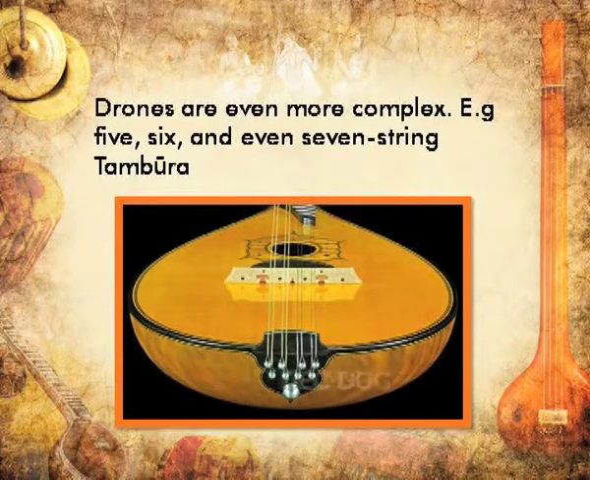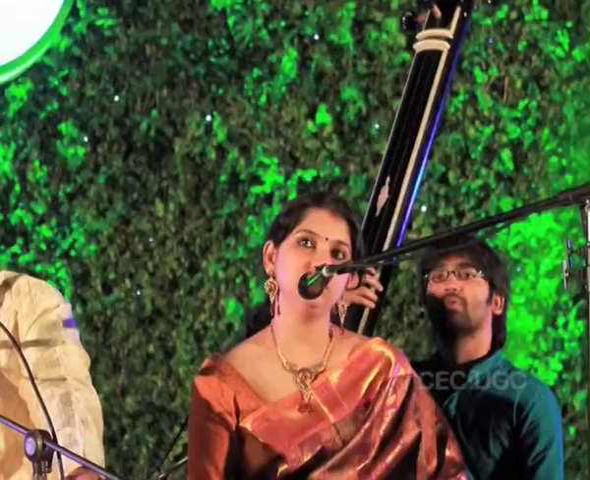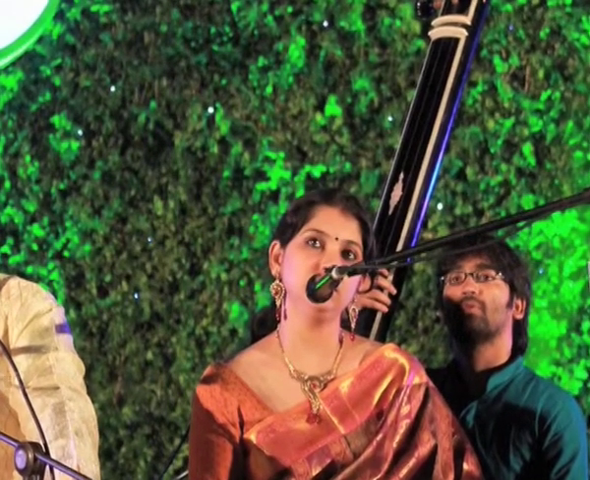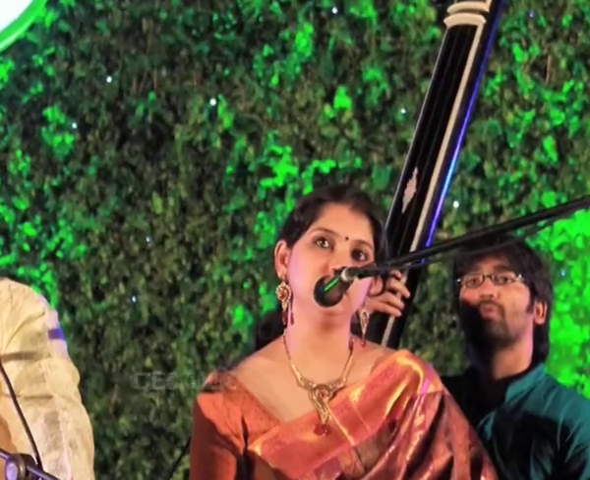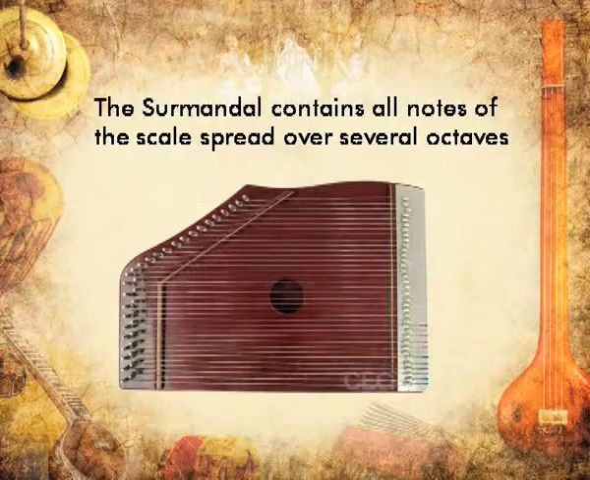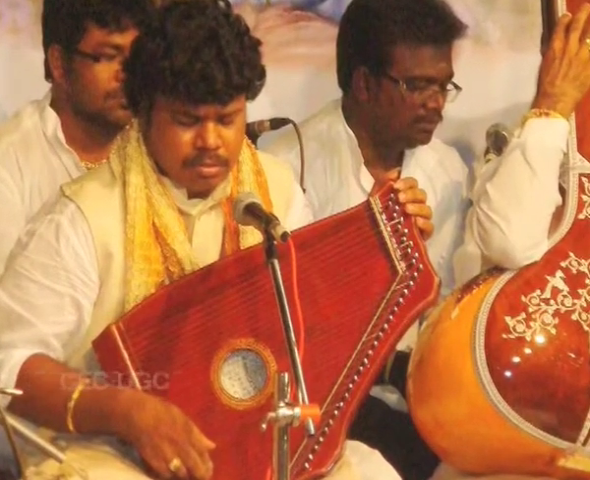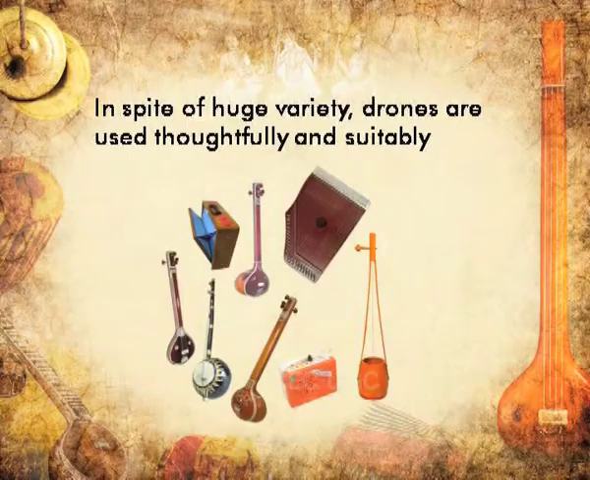Occasionally, drones are even more complex. For example, 5, 6 and even 7-string tambura is available that provide far more than a simple sa-pa drone. The surmandal contains all the notes of the scale spread over several octaves. Although these lush drones are available, there is a tendency to use them thoughtfully. Otherwise, the performance may be unappealing.